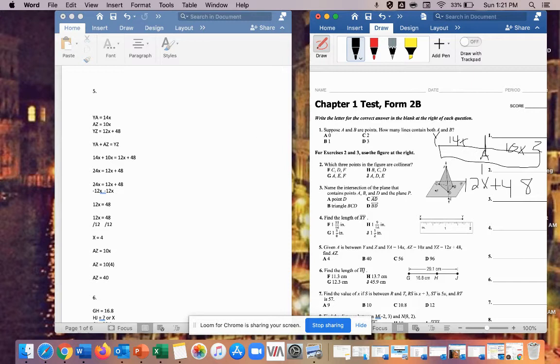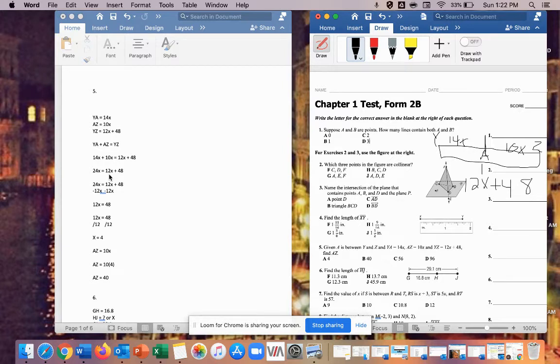And we know YA plus AZ equals YZ. So then I just plugged in the numbers. YA equals 14x, so 14x is plugged in. AZ equals 10x, plugged in 10x for AZ, and YZ equals 12x plus 48, so I plugged in 12x plus 48 for YZ. Then I combine my like terms. 14x plus 10x equals 24x. Then I'm here with 24x equals 12x plus 48.